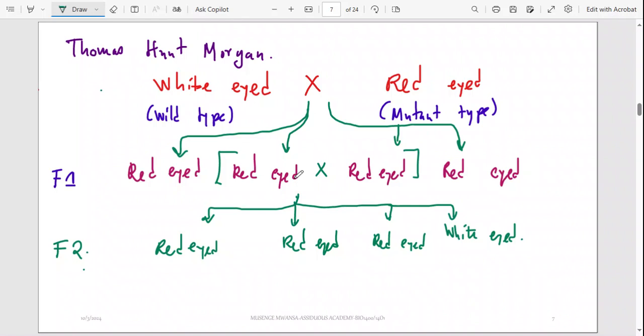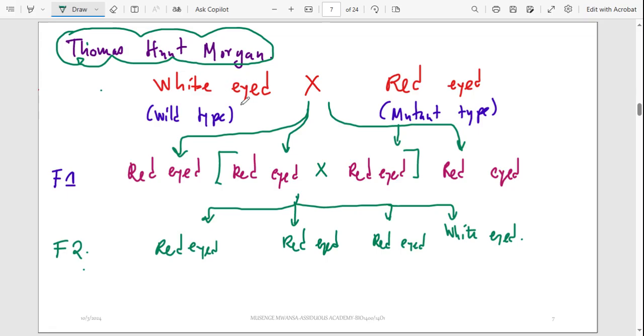So let's continue where we ended in the previous class. We are talking about the experiment that Thomas Hunt Morgan had performed, and we know that Thomas Hunt Morgan is the father of experimental genetics. Gregor Mendel is the father of genetics. Thomas Hunt Morgan just came and he did confirm the experiment which was performed by Sutton and Boveri.